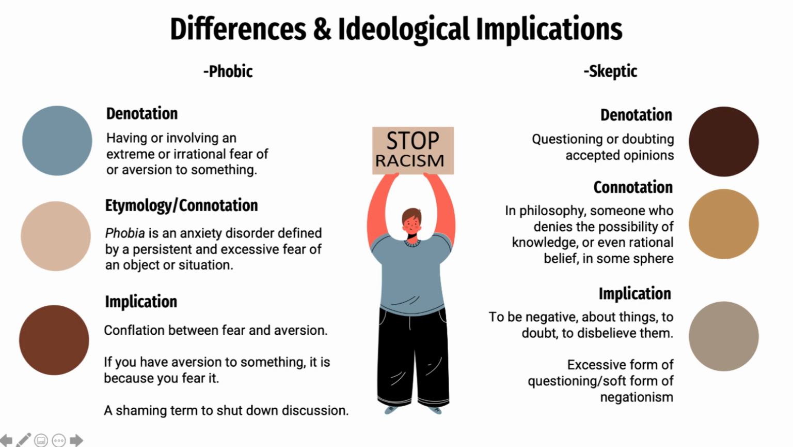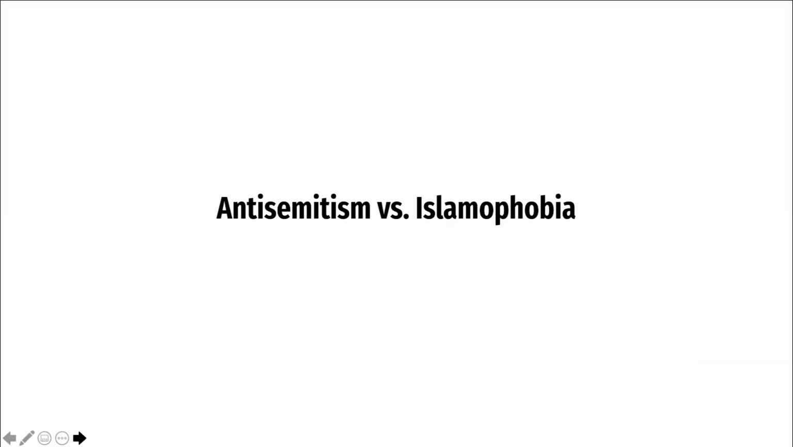And now that we've discussed the denotation and connotation of the suffixes phobic and skeptic respectively, it is time for us to engage in a little thought experiment. I'm sure all of you have heard about anti-Semitism, which is to be against Judaism and or Jewish people, and also have heard about Islamophobia, right, which is the irrational fear of or aversion to Islam.